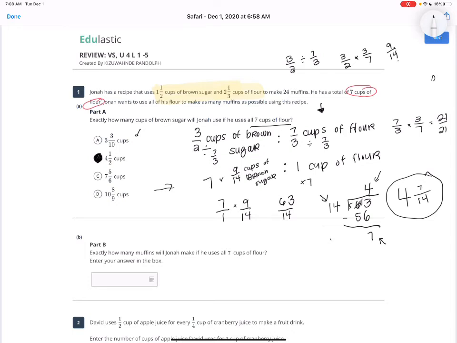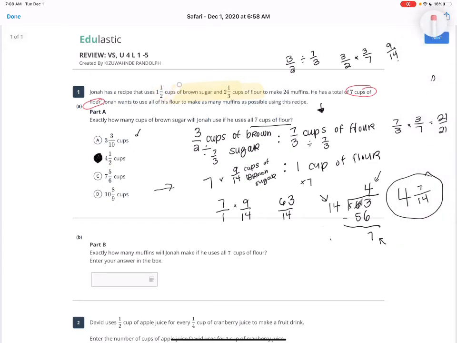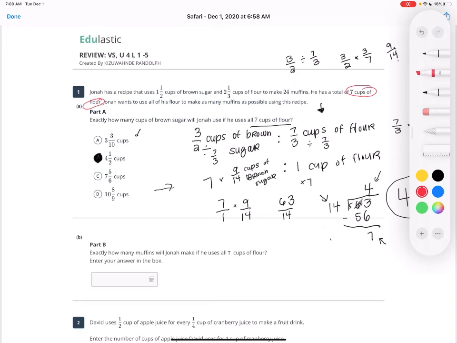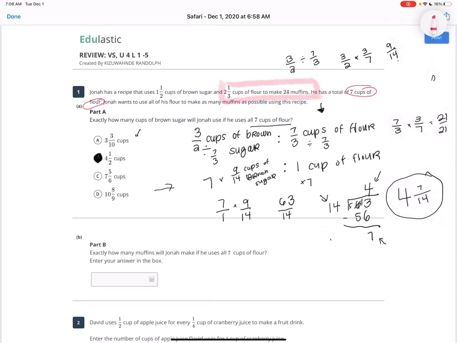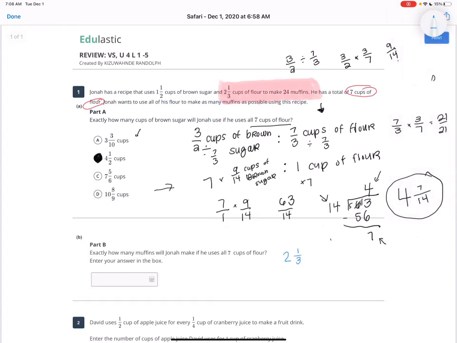Okay. So now let's look at part B, which says exactly how many muffins will Jonah make if he uses 7 cups of flour. All right. So now I have a new ratio. And I'm going to erase this highlighter because we're not worried about the cups of brown sugar anymore. We have a new ratio, and I'm going to highlight it red: 2 1/3 cups of flour to make 24 muffins. All right. So I have 2 1/3 cups of flour.